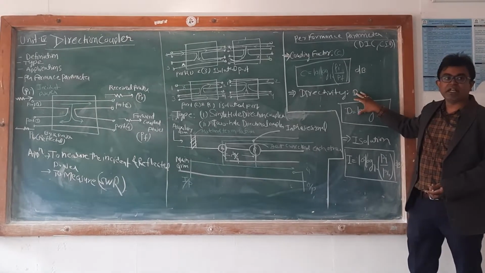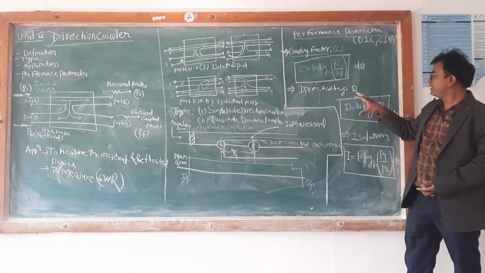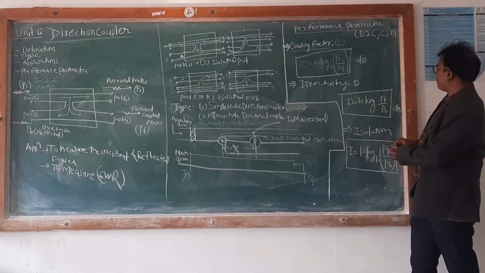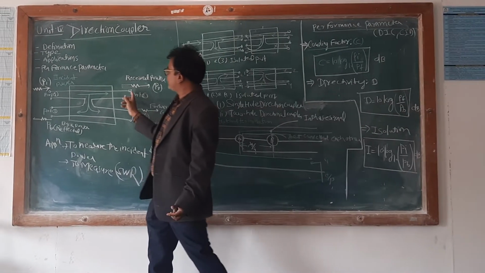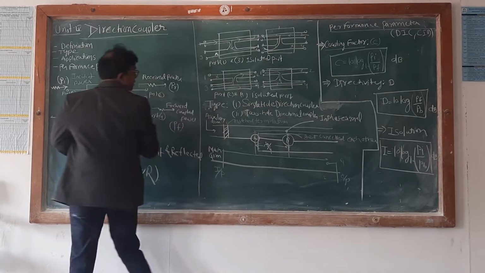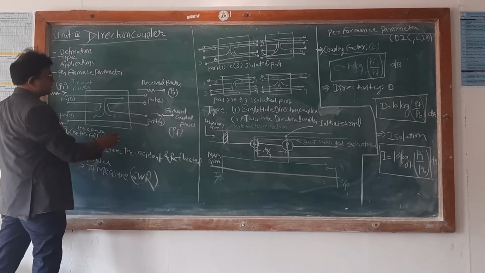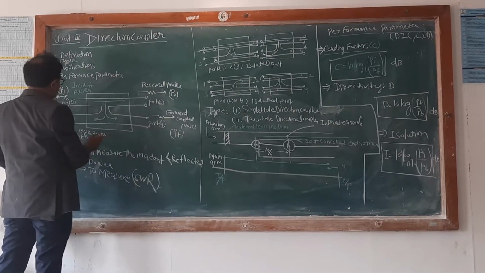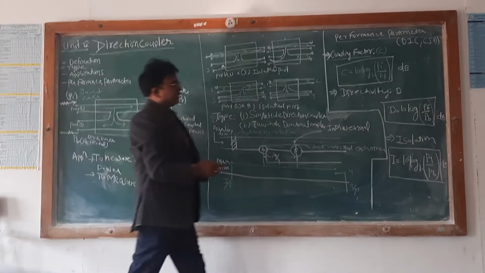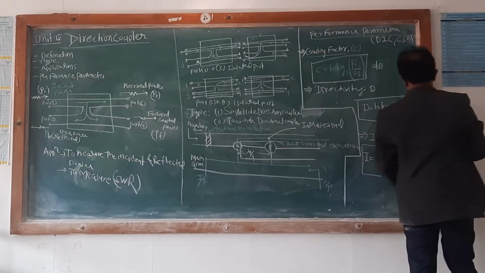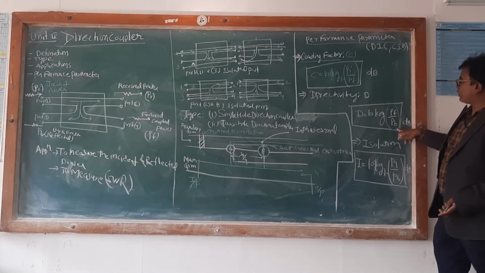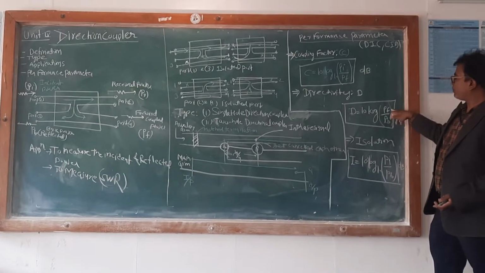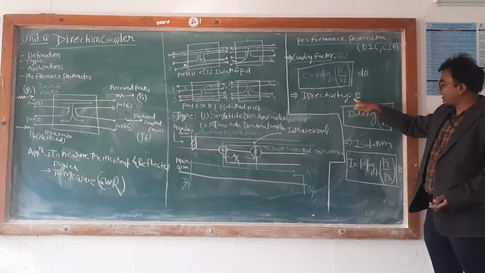What do we mean by the directivity? Directivity is the ratio of forward power upon reflected power. Directivity is nothing but the forward coupled power upon back power. So here you can see that directivity is a ratio of forward power upon backward power. So 10 log of forward power upon backward power gives you the directivity.